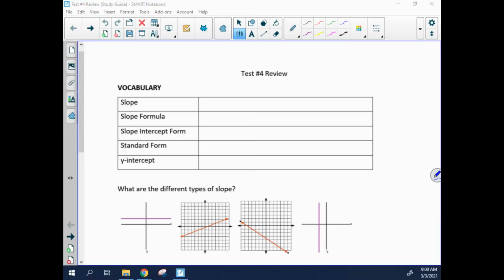So we're going to start with the first part, which is going to be vocabulary. The first word is slope. Slope is the steepness of a line. And the other thing I want you to remember is that we use the variable m to represent slope. Okay, the next one is slope formula. The slope formula is going to be when we set m equal to y2 minus y1 over x2 minus x1.